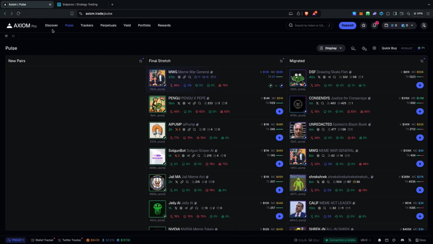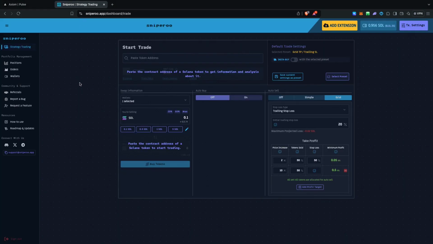Basically, the trailing stop loss is going to protect you from rug pulls or losing any profits. So for example, on Sniperoo, if I put a 20% trailing stop loss, obviously in conjunction with Axiom Pro and the filters that I'm about to reveal to you, trust me, you guys are going to have a 92.8% win rate. Trust me, if you want a win rate as high as above 92%, use the filters that I'm going to tell you and use Sniperoo.